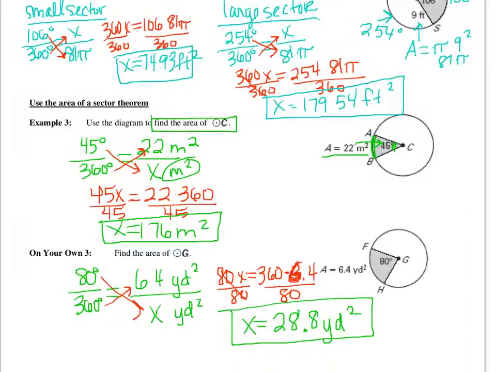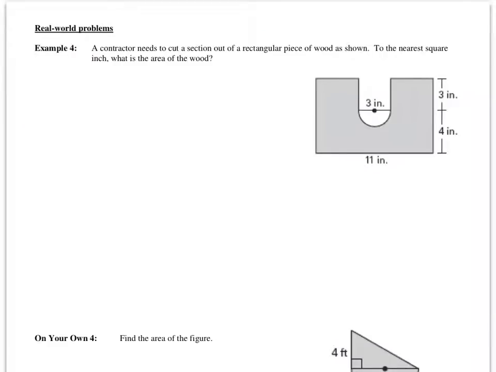All right, let's look at the last page. So we got a couple of real world problems here where we need to find the area. It says a contractor needs to cut a section out of a rectangular piece of wood as shown. To the nearest square inch, what is the area of the wood? So we can find the area of our whole entire shape. So I know this side right here altogether is 7 for our big rectangle then.